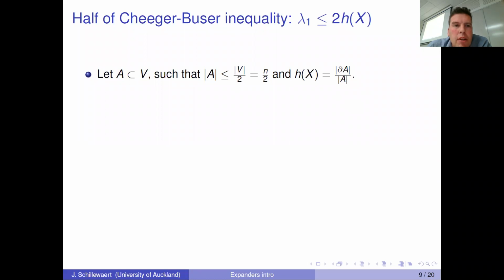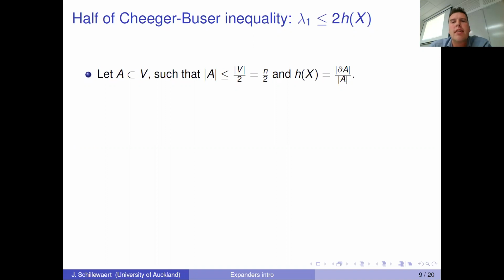So now I'm going to do half of the Cheeger-Buser inequality. Neither Cheeger nor Buser worked on this inequality, but they have a similar result in Riemannian geometry, which is called the Cheeger-Buser inequality. But this was actually done by Noga Alon. And we're going to do the easy direction, which is that lambda 1 is less than or equal to 2 times h of x. So h of x was our isoperimetric constant, and this measures how well the set is connected. The bigger h of x is, the better connected it is.